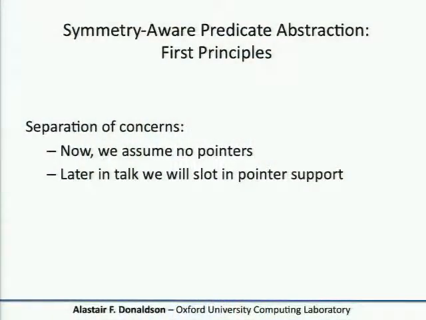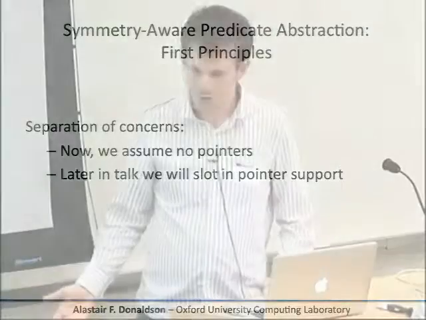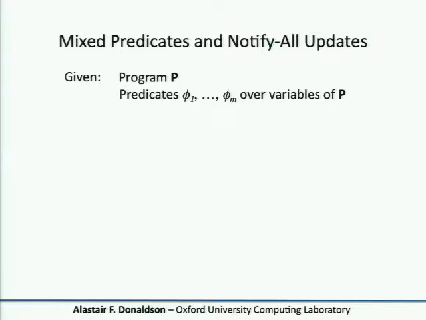All right. So now I'm going to explain how we handle mixed predicates in a sound way in our symmetry-aware predicate abstraction technique. I'm going to show you the technique if we assume no pointers first, and then I'll show you how pointers can be slotted in. This makes the presentation much easier and doesn't lose anything. So suppose we have a program P and a set of predicates.